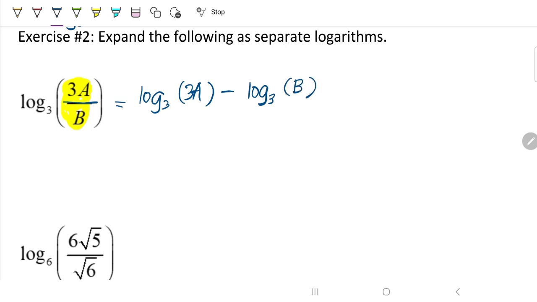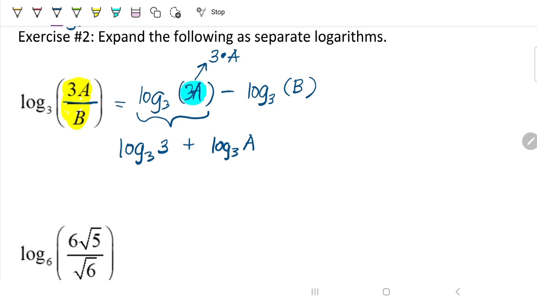Okay? So, can we expand this further? Yes. Ano yung pwede nating ma-expand pa? So, by looking at this argument right here, 3a. So, 3a is 3 times a. Okay? So, meron kang multiplication na operation dito. So, by product rule, pwede mo silang paghiwalayin. So, how can you separate that? So, we can separate this logarithmic term as log base 3 of 3 plus log base 3 of a.